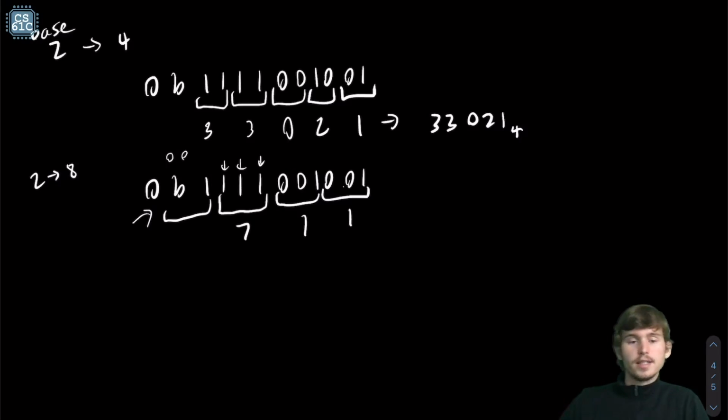This octal digit right here, we only have 1 bit, which means we have to zero extend that value out here so that you're able to actually represent this. In this case, its octal value is just a 1.